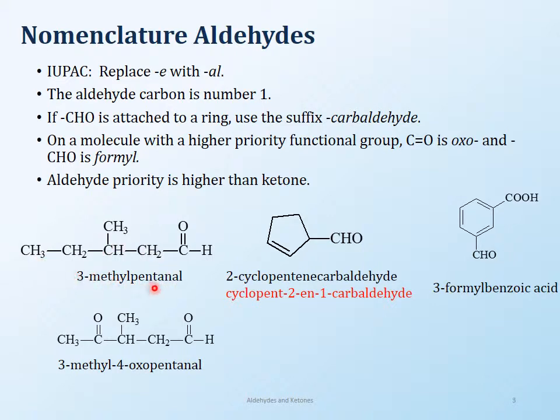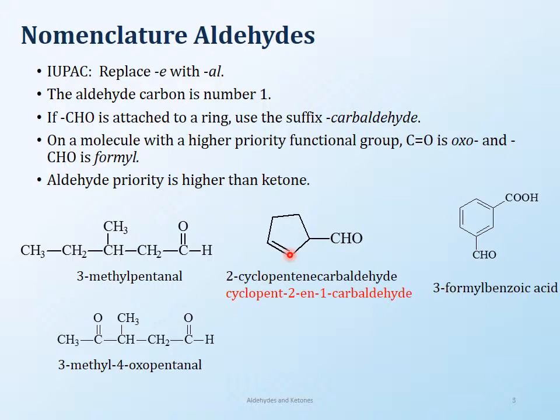Very simple nomenclature. Here the carbaldehyde group will be used as a suffix, as we said here, and then everything else you name as whatever it is. So this is cyclopentene. And then on the second carbon from the carbaldehyde, from the aldehyde, is where the alkene starts.